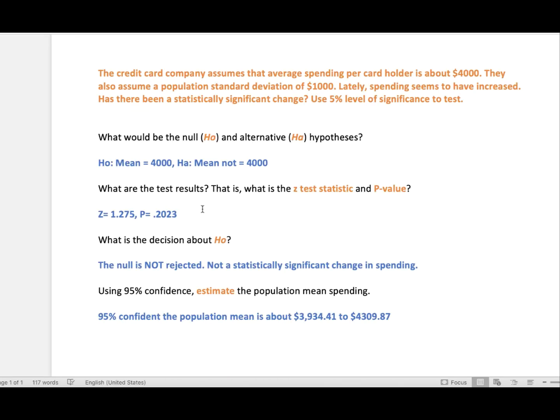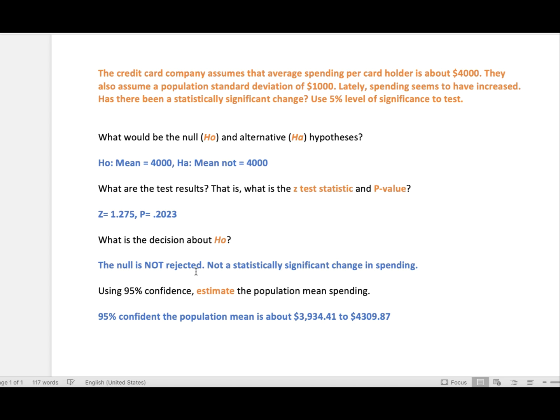Therefore, our decision would be do not reject the null hypothesis. While our single sample mean is in fact greater than 4,000, this is a change that's easily attributed to random chance. In other words, it's not statistically significant.